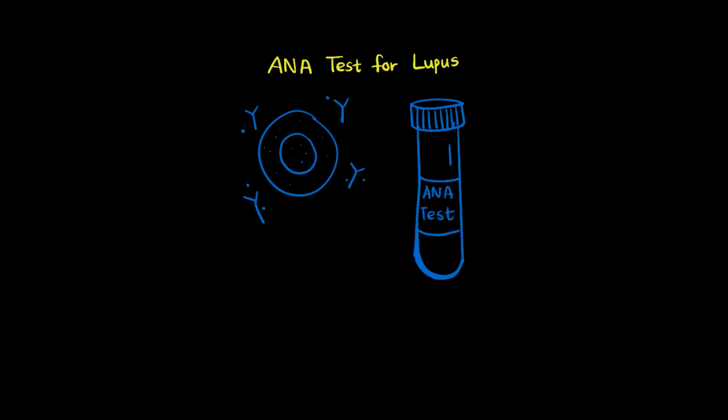When we run an ANA test, we're essentially asking, is your immune system attacking your own cell nuclei? A positive ANA means these autoantibodies are present, though it doesn't automatically mean lupus. Other conditions can cause positive results too, but in someone with symptoms like the butterfly rash, joint pain and fatigue, a positive ANA strongly suggests lupus.